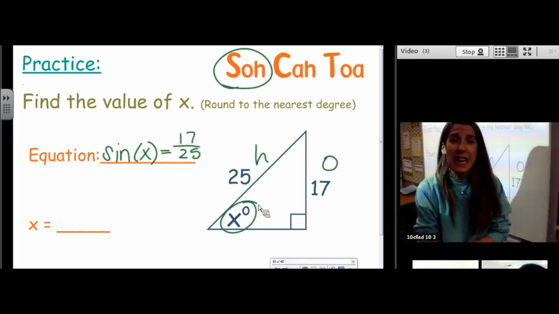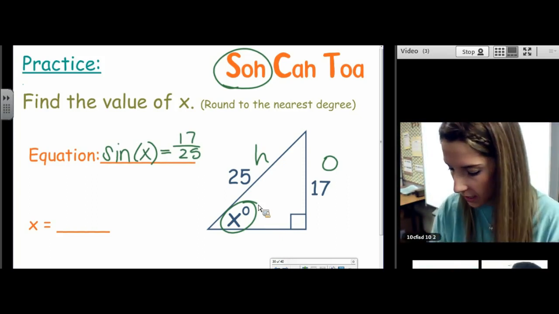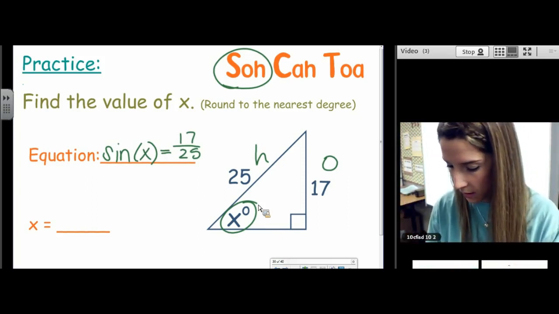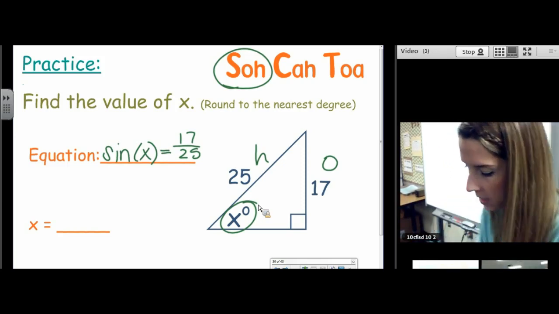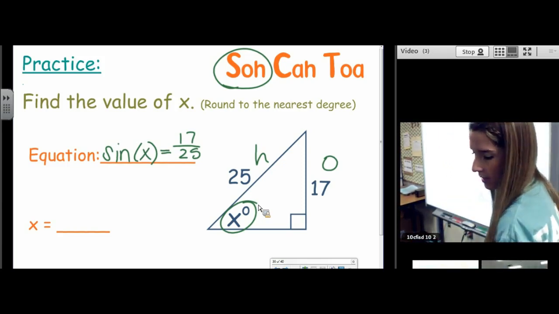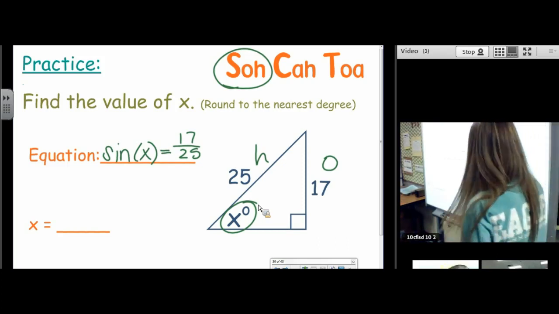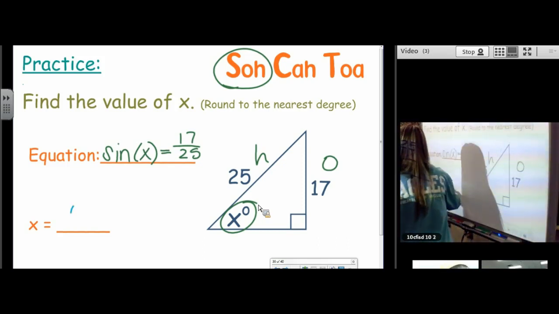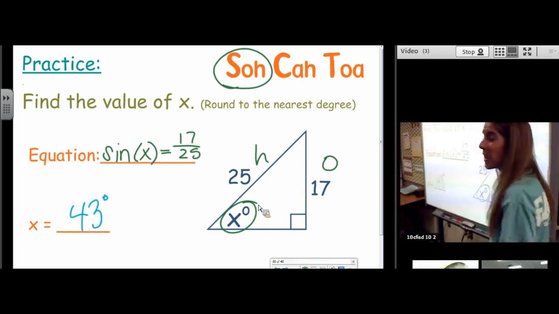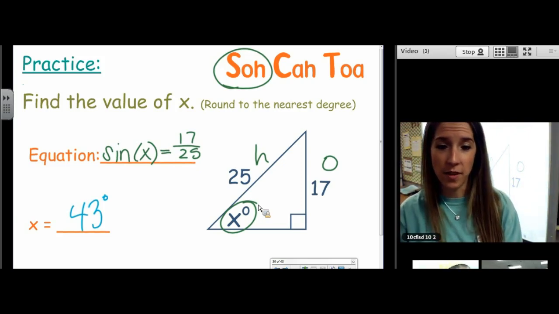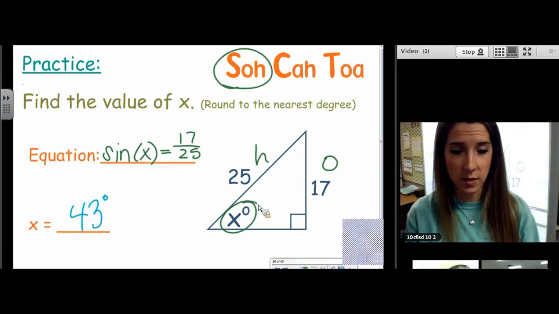This is when you need to do inverse sine, which is pressing second sine. 17 divided by 25. And we get 42, oh, we're going to round to the nearest degree. That means whole number. So 43-degree angle. We are finding missing parts of triangles that we could not find earlier. We're finding all sorts of stuff using trig. It's wonderful.